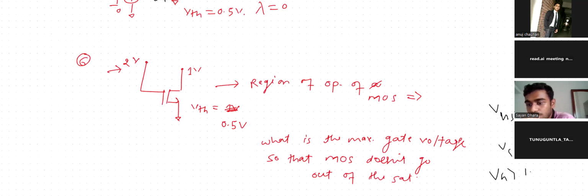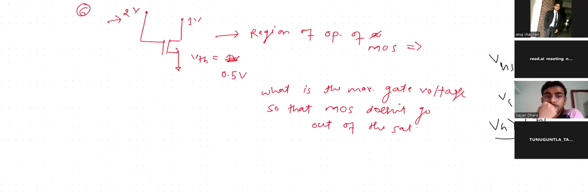If VG is greater than 1.5 volt, then what will be the operational region of the MOSFET? Saturation. Sorry, in the triode. So for saturation, it has to be less than 1.5 volt. This is for the triode. But if we don't want it to go out of the saturation, then it should be lesser than 1.5 volt.